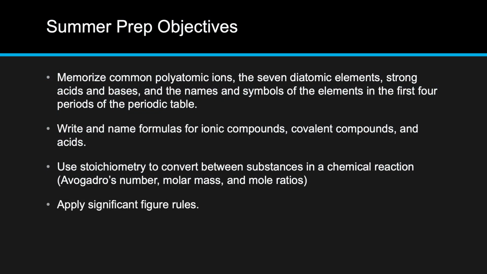Your objectives for this document were to memorize the polyatomic ions, memorize your 7 diatomic elements, your strong acids, your strong bases, and the names and symbols of the elements in the first 4 periods of the periodic table. You also need to be able to write and name formulas for ionic compounds, covalent molecules, and acids. You will need to be able to use stoichiometry to convert between substances. That can be grams to grams, grams to moles, moles to grams, particles to moles, and so on. And then finally, you do need to know your sig fig rules.